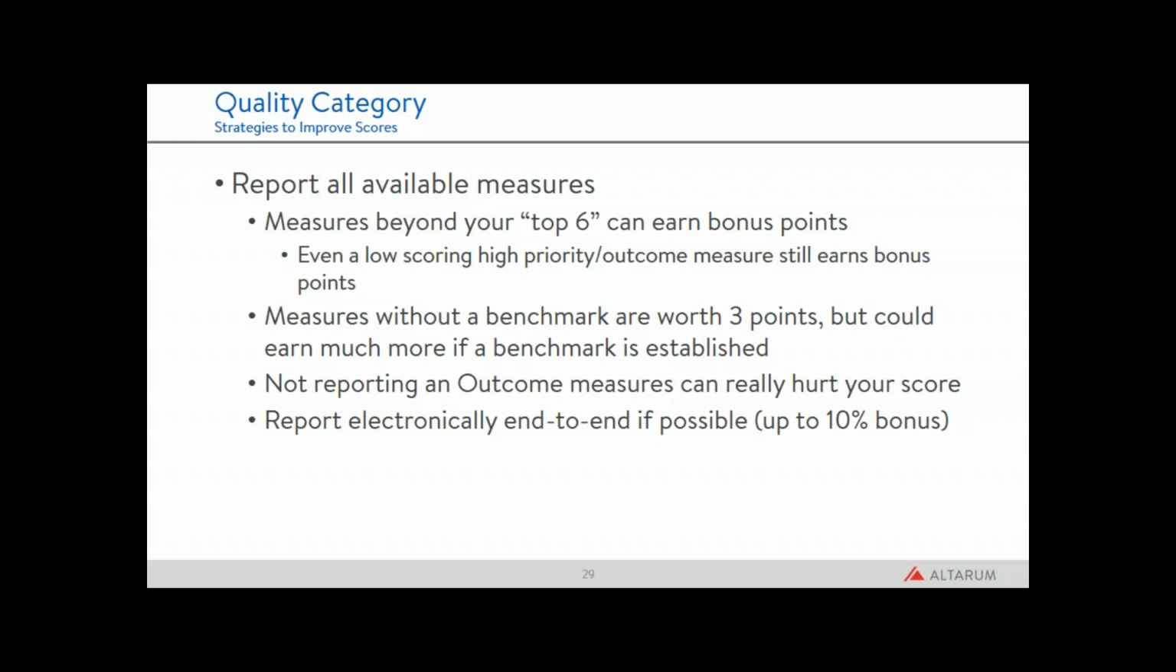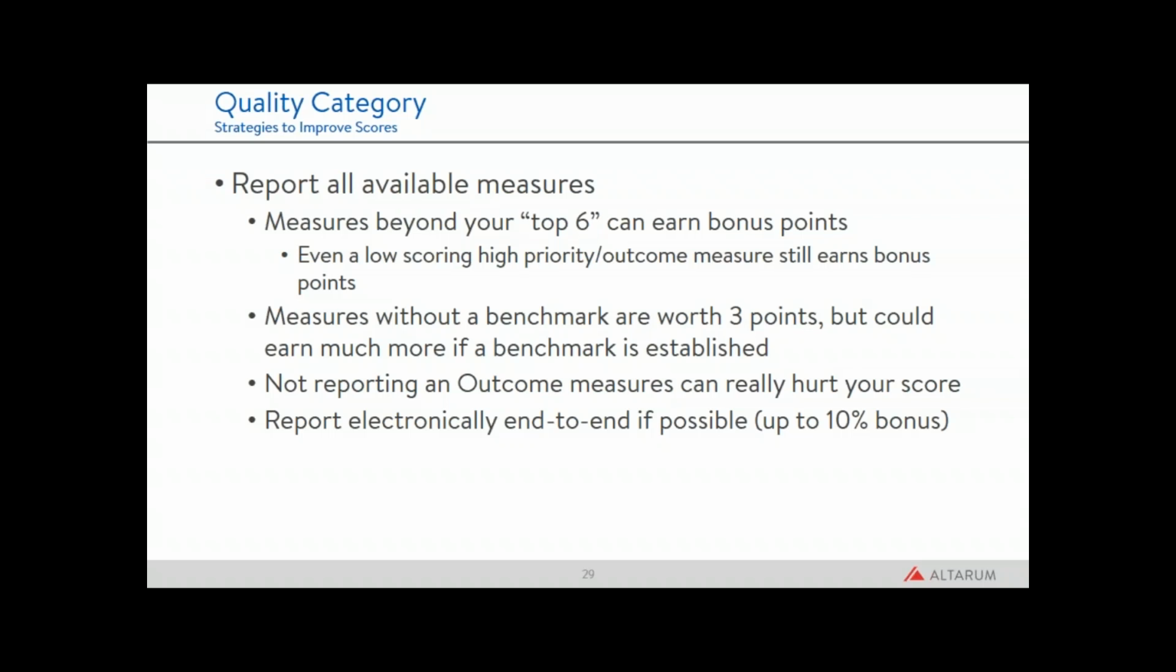You also need to pick measures that are not already near 100% in the performance rate. There's no opportunity to improve your performance there. You don't want to select a measure that's capped or topped out, or as Bruce mentioned, while not technically identified as topped out, essentially already topped out, because you need to score in the 90% plus range to get a good score for the measure in the MIPS program.